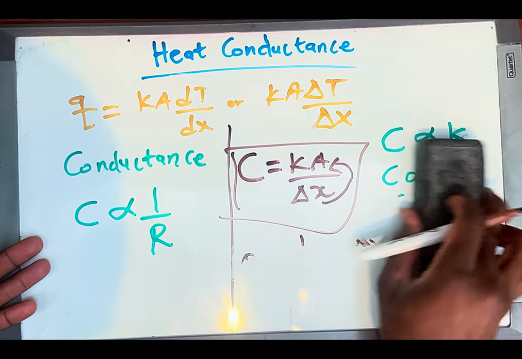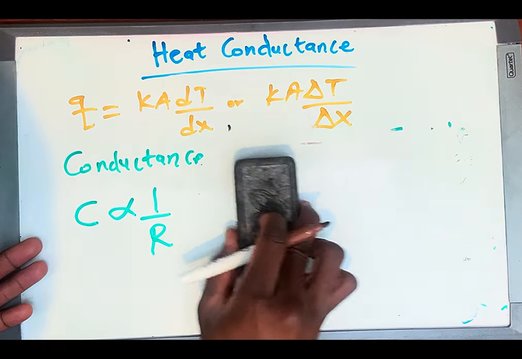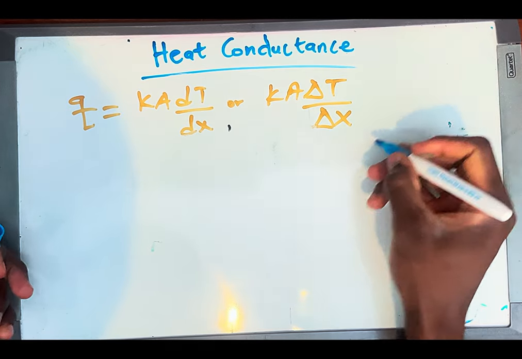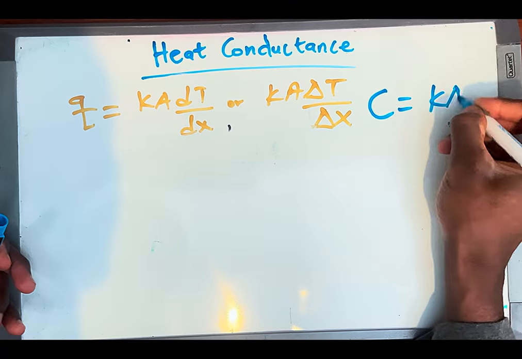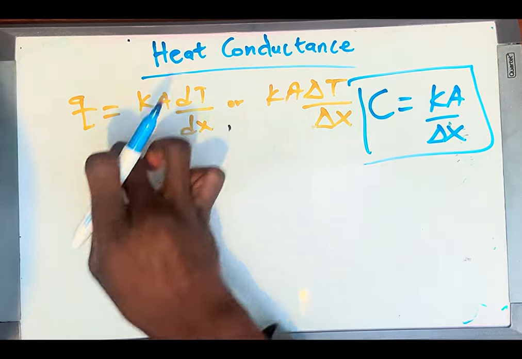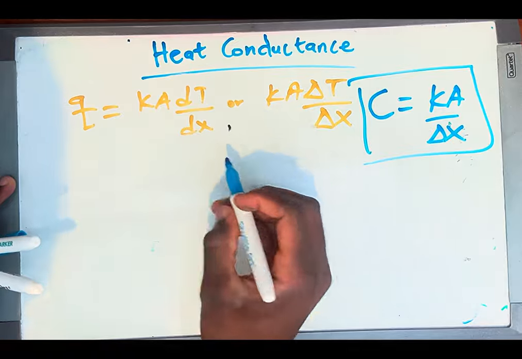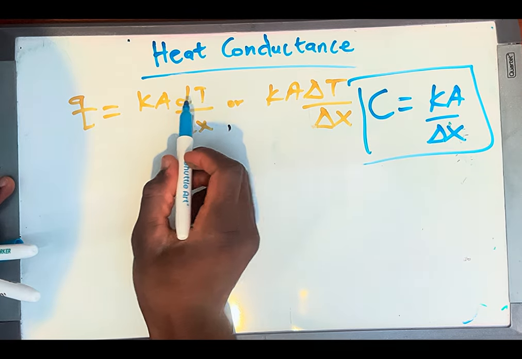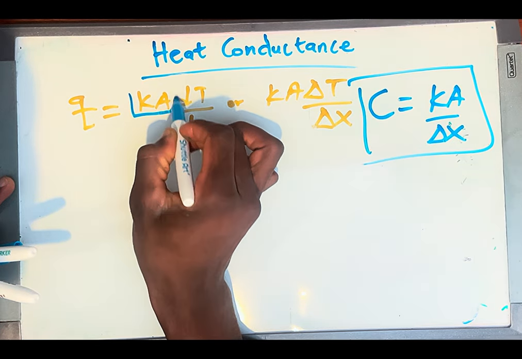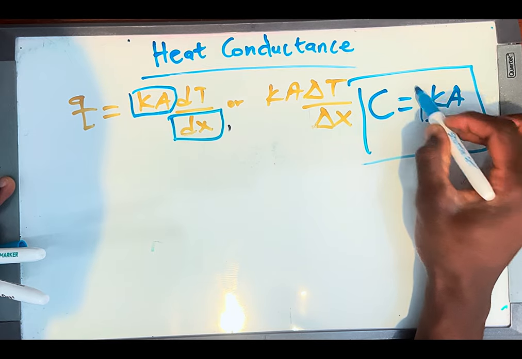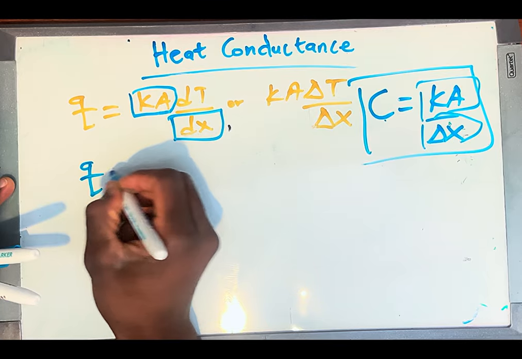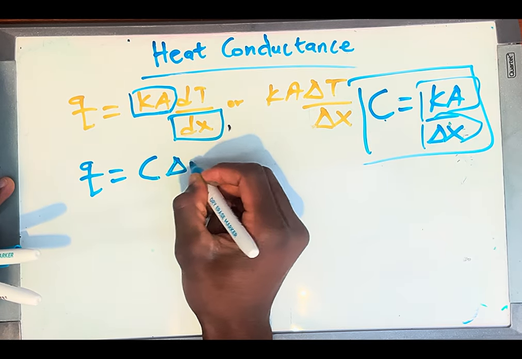Good. Now that we know conductance C is KA over delta X, let's try to fit this into Fourier's equation. We know from Fourier's equation that Q is equal to KA dT over dx. So there is something common. Look at this. We have KA here and dT, and we also have KA here and dT. So we can replace this whole thing with our C, and have Q equal to C delta T.